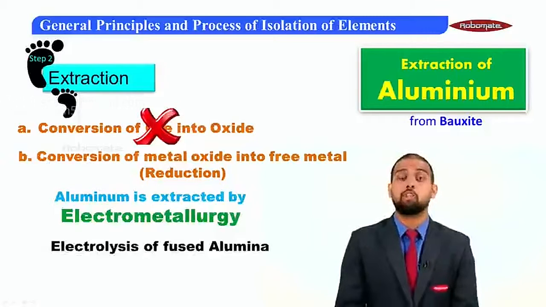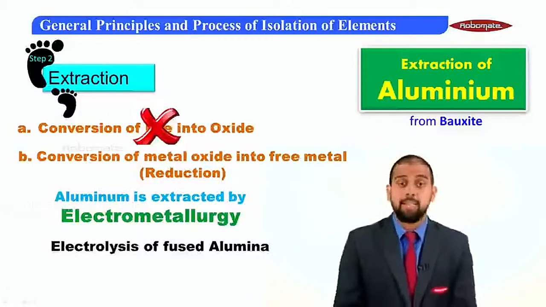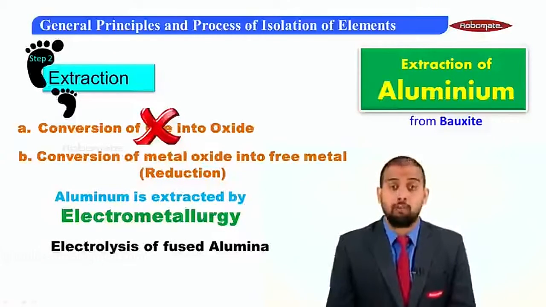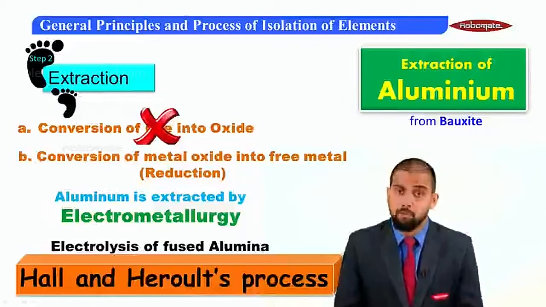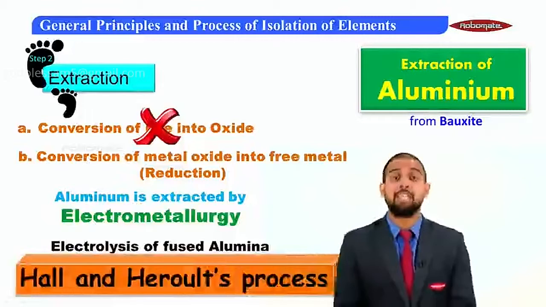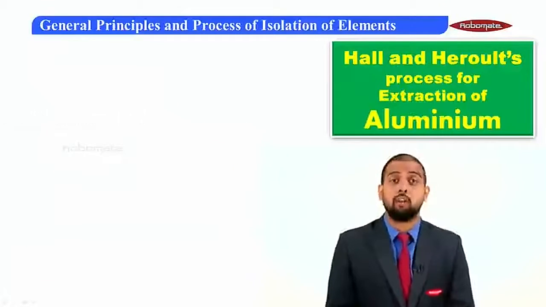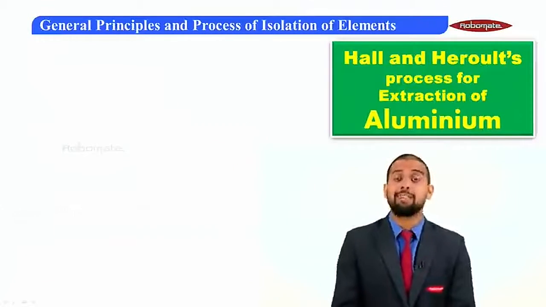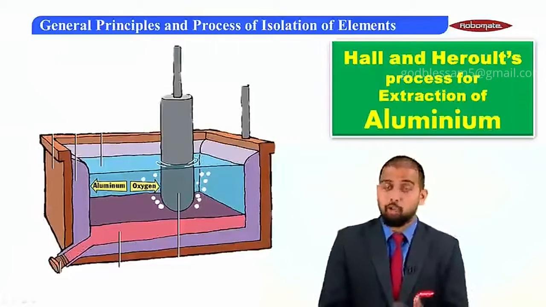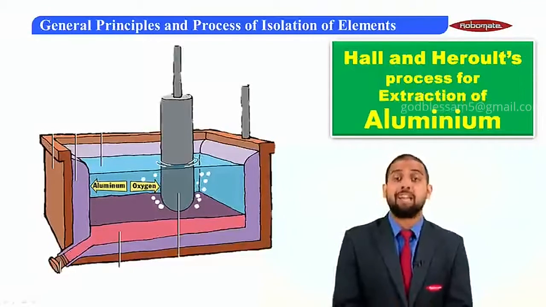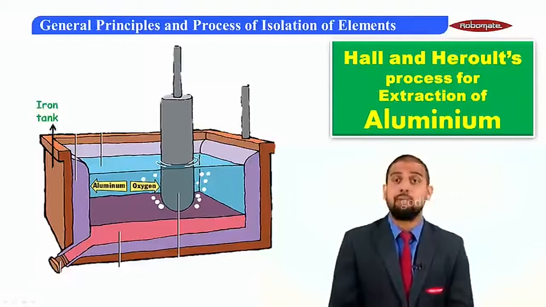So electrolysis of fused alumina will be done, and that electrometallurgical reduction of alumina is also called by a name, Hall's and Héroult's process. So now it is time for us to see in detail what is Hall's and Héroult's process. So for that, let us understand the apparatus which is required. The apparatus which is required looks like this. So first of all, we will have an electrolytic vessel which is usually made up of iron tank.